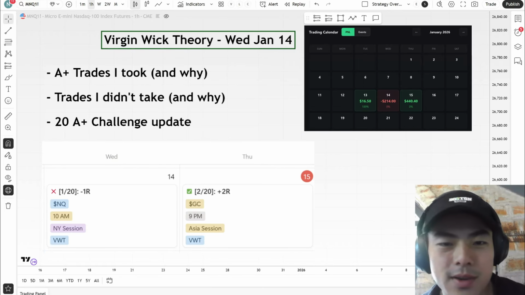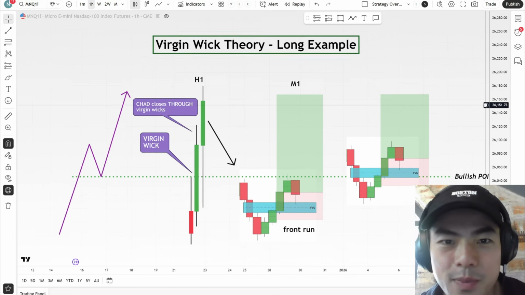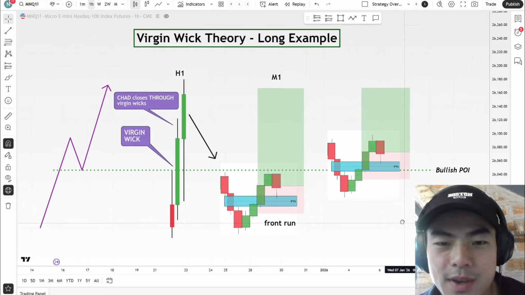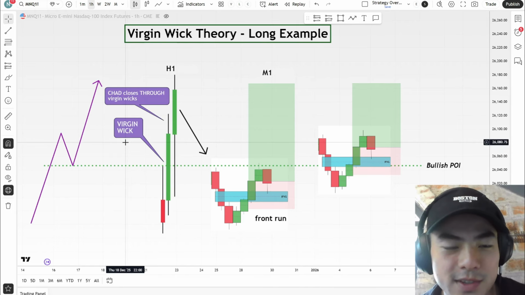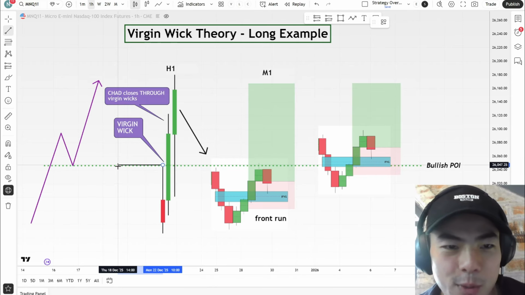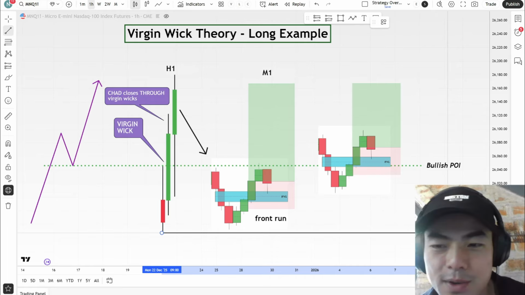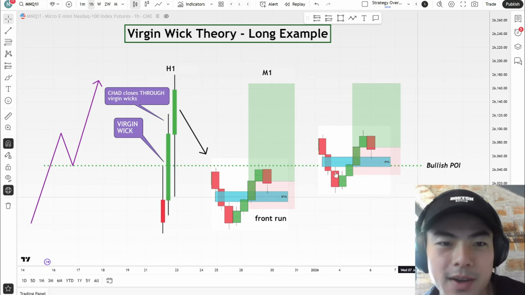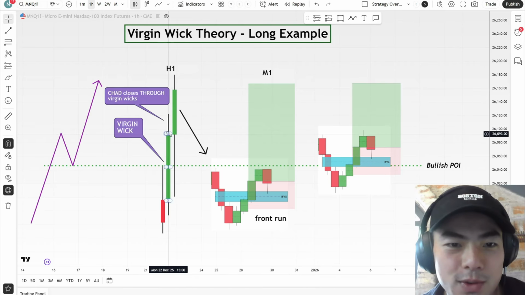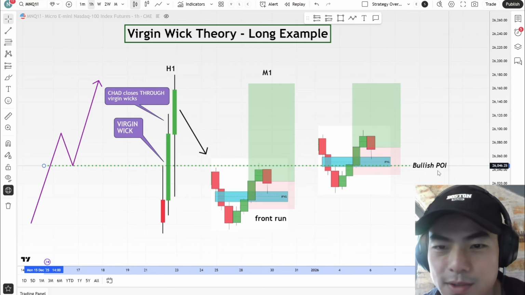But super quick overview of the strategy in case you're new or you just need a refresher. Here's a long example. So first thing we want is look for virgin wicks, which is essentially any wick that has not been touched, any wick that has not been ran through. So if you draw a line from this one all the way to the right, it has not been touched, or this one, that's a virgin wick, okay? Wait for it to get closed through. In this case, it gets closed through by a bullish Chad candle. That creates a bullish point of interest.